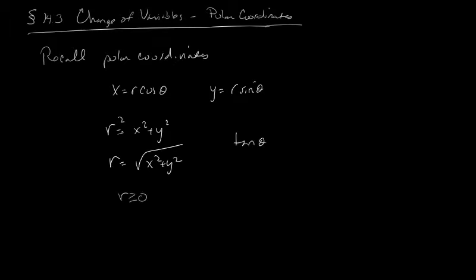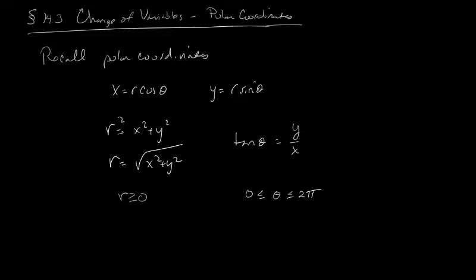And theta, we've got tangent theta is equal to y over x, right? And we've got theta between 0 and 2 pi. So theta is between 0 and 2 pi.